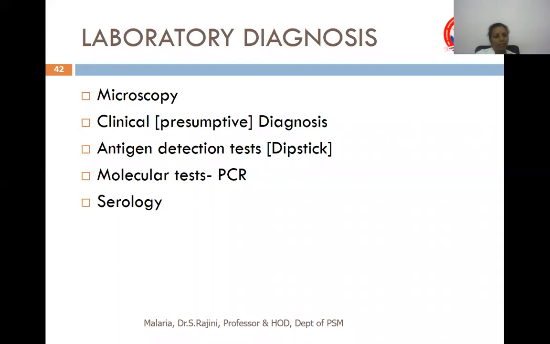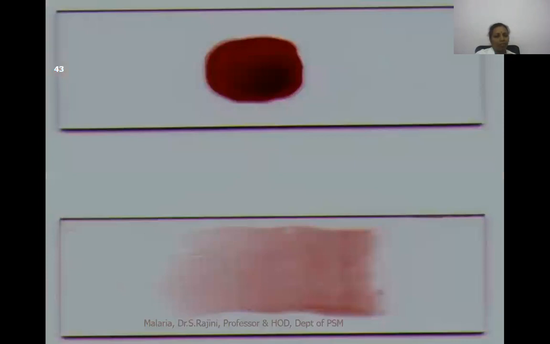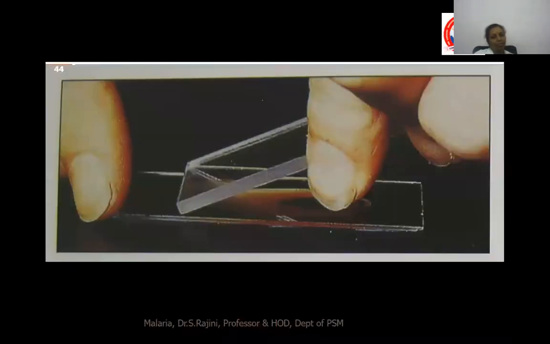Laboratory diagnosis. How are we going to diagnose? The blood smear, which is a thick and thin blood smear. The clinical diagnosis, an antigen protein test, PCR test, and serological test, by which we can diagnose the infection. So here we can find the parasite and the density of the parasite. So what is the parasite which causes the infection, and what is the density of the parasite, Plasmodium plus. This is how we make the slide.